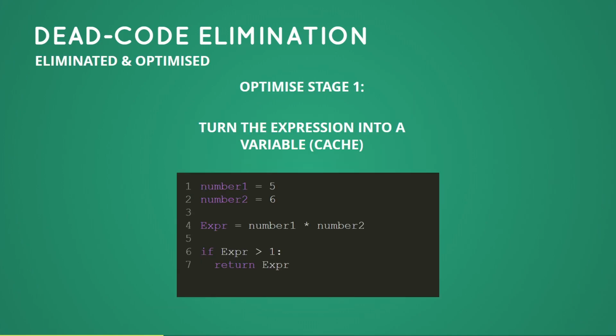The first stage is to turn any expression into a variable. We want to cache the result to prevent the same calculation from being performed again. So in this example, line 4 holds the expression, and then we reuse this expression, as the last one did those calculations twice, even though it shouldn't have.